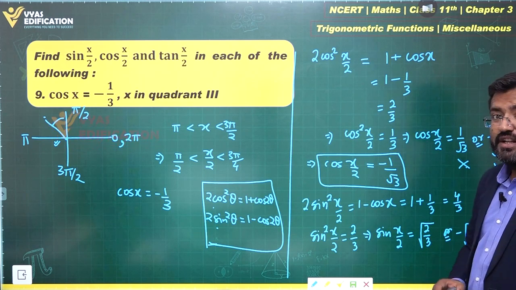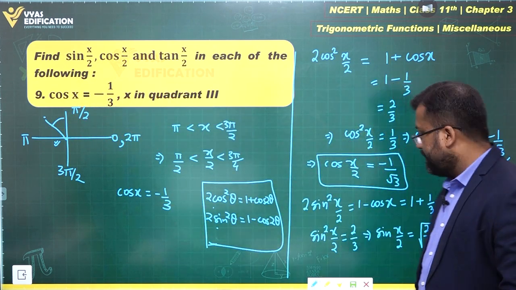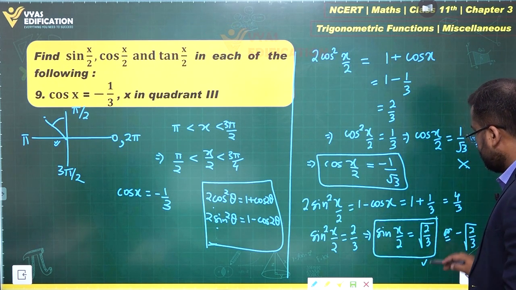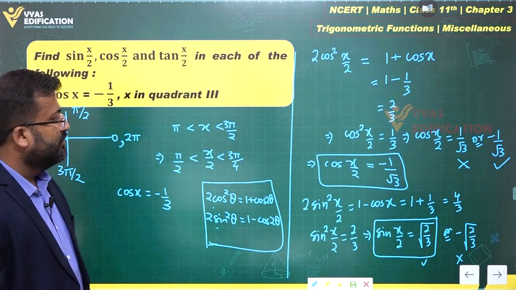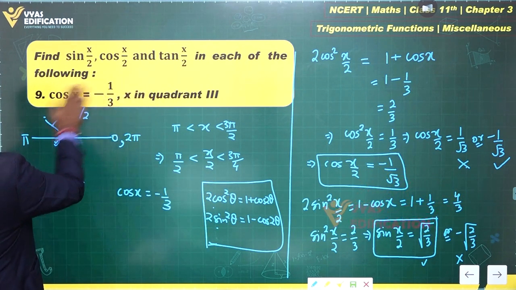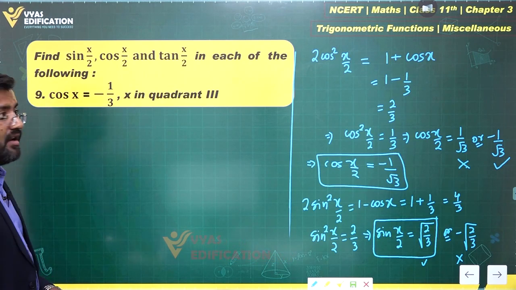Now which value will you consider? In the second quadrant, sin x by 2 is positive. So this value is okay, this value is not okay. So we have found cos x by 2 and we have found sin x by 2. Time to find the value of tan x by 2 as well. Let me get rid of this whole thing over here. Tan x by 2 will be very simple after this.